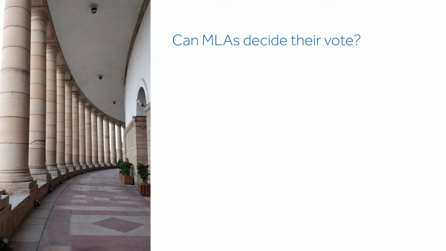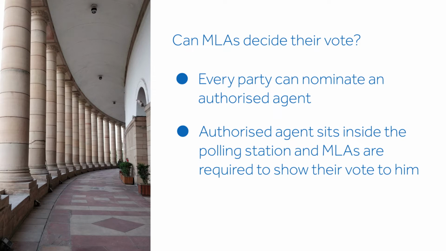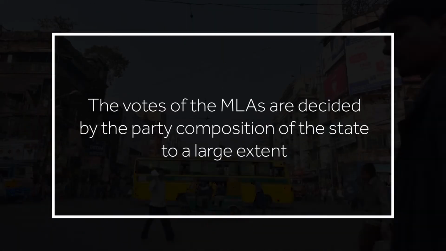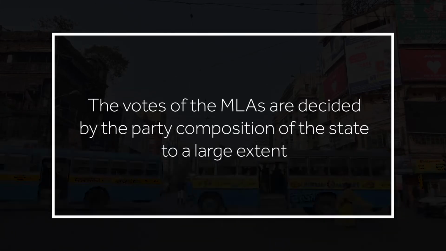Are the MLAs free to decide whom they vote for? Well, the process for electing Rajya Sabha MPs is in fact not confidential. Every political party which has its members as MLAs can appoint an authorized agent to verify as to whom its members have voted. The authorized agent sits inside the polling station. MLAs have to show their marked ballot to the authorized agent before casting their vote. This means that the way that the MLAs vote is primarily decided by the party composition of an assembly.